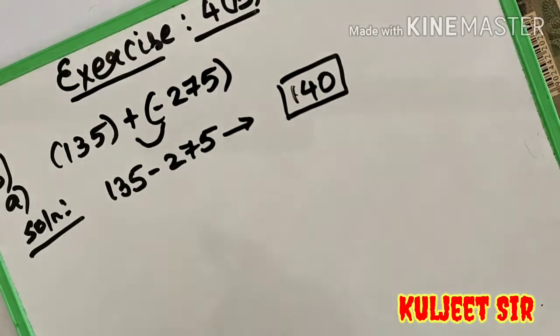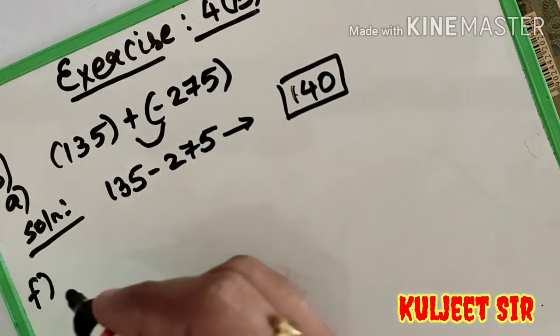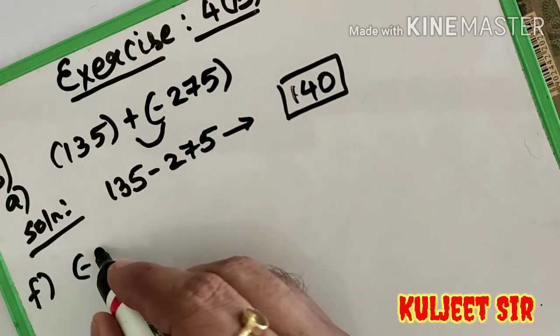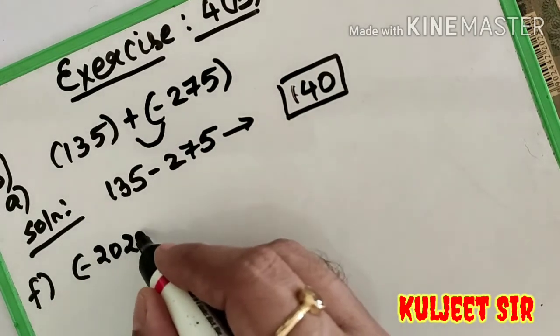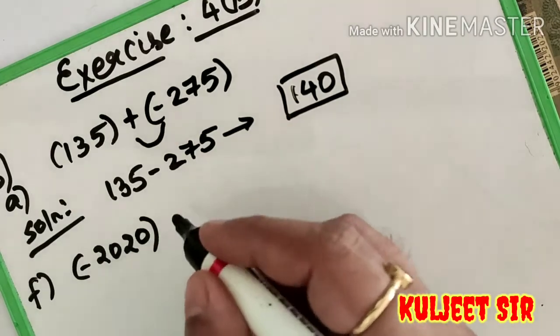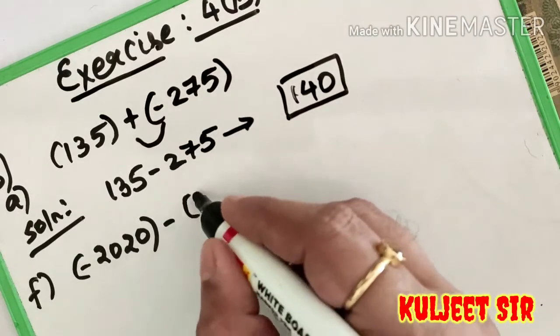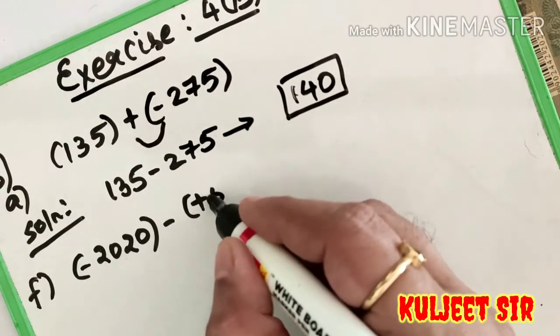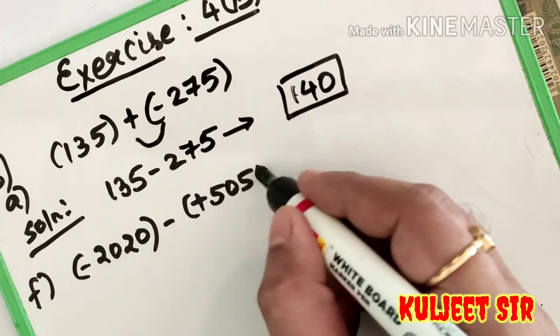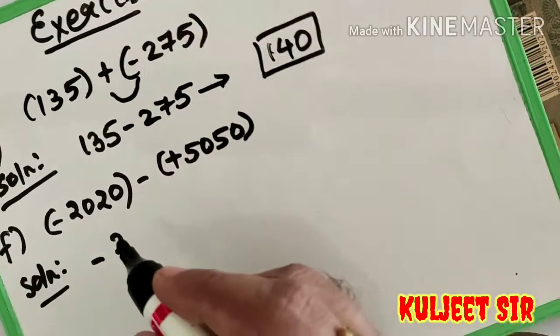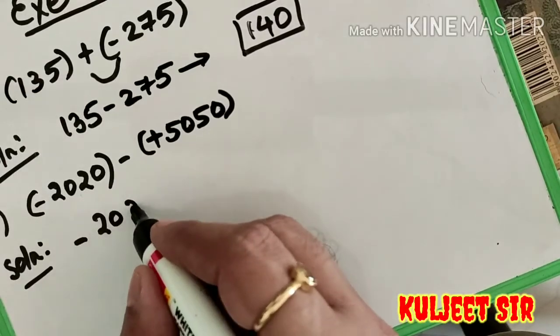Let us take one more example, example number F of the same question. It goes this way: minus 20, minus 20 rather, minus and plus 50. This is our question. Now as you can see, one number is negative and another one is positive. So this can go as it is. Minus 20 will remain as it is.